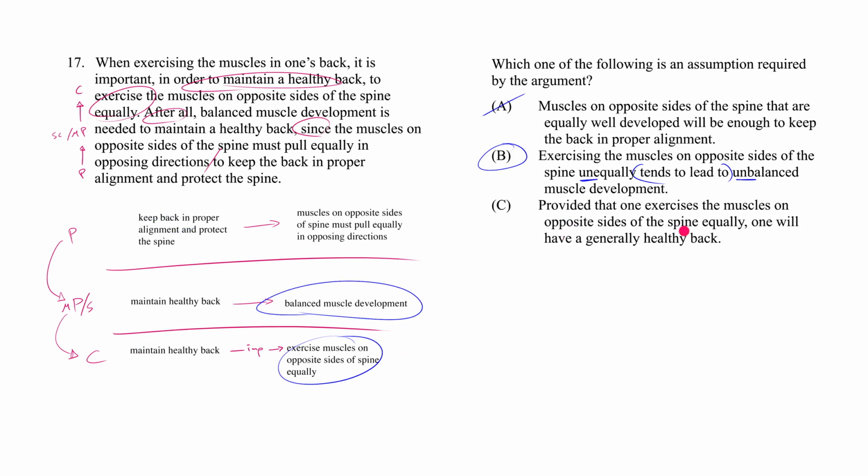And C is the same, also attracting about a quarter of students, even though it's wrong. C says, provided that one exercises the muscles on opposite sides of the spine equally, that's what idea is that? Right? It's this idea. What is it connecting to? One will generally have a healthy back. I guess it's this idea, right? Or this idea. I mean, maintain a healthy back, have a healthy back. That is like the same. So what's C doing? C's connecting this idea to this idea? It was already connected, right? Or this idea to this idea? Well, we don't need that, right?